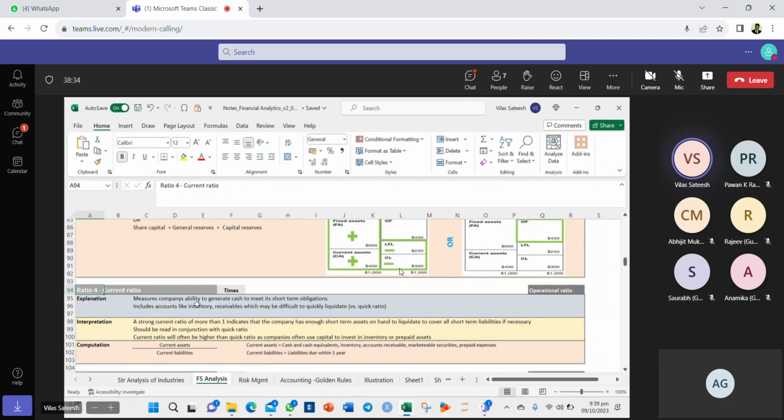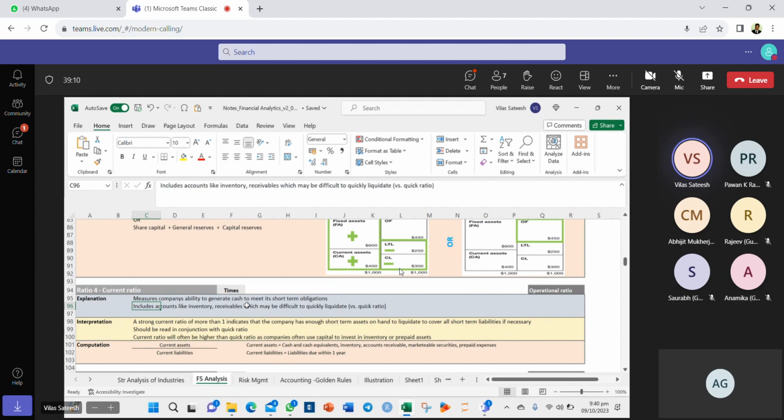Basically, if you have a current ratio of more than 1, for example 400 and 300, which is more than 1, so current assets divided by current liabilities is more than 1, maybe 1.25 or whatever it may be, it means the company has enough short-term assets to liquidate its short-term borrowings or short-term liabilities. And current assets is a combination of inventory, receivables, and any other quick assets.